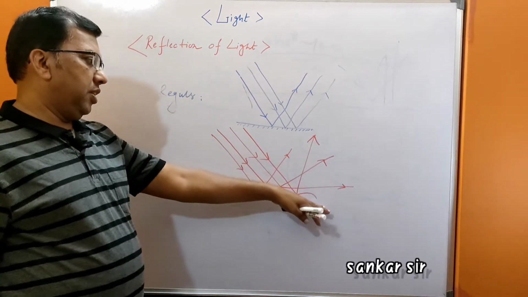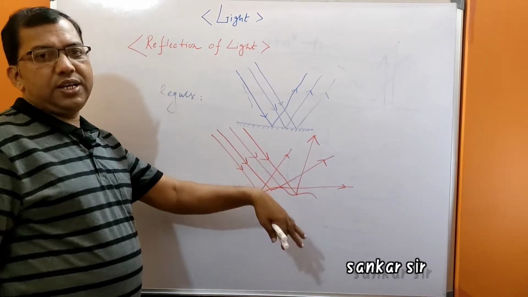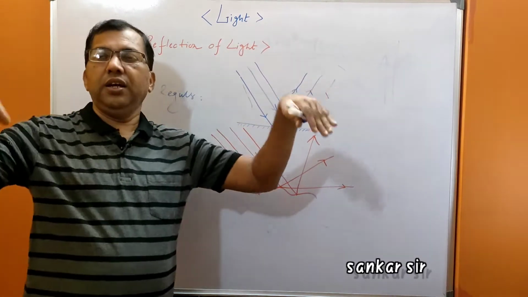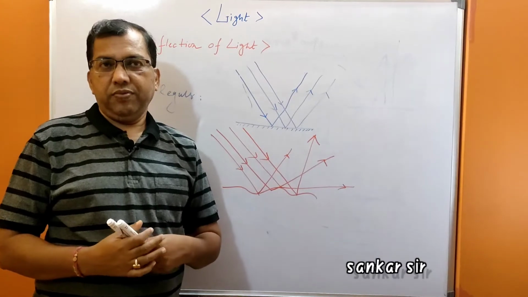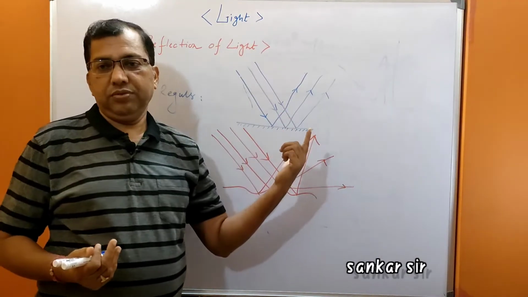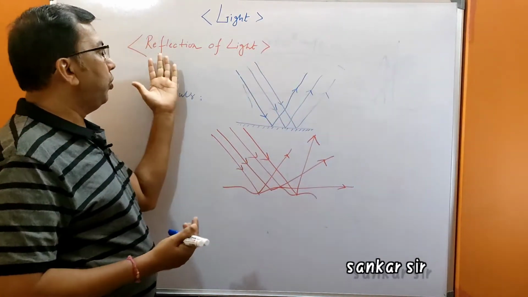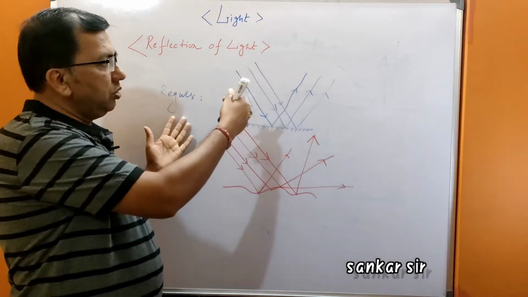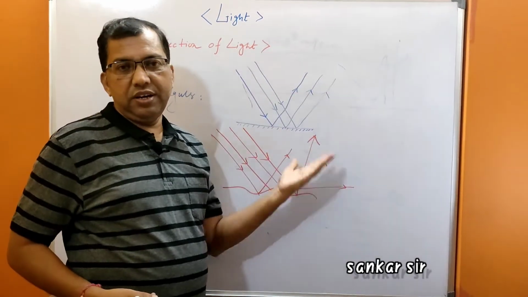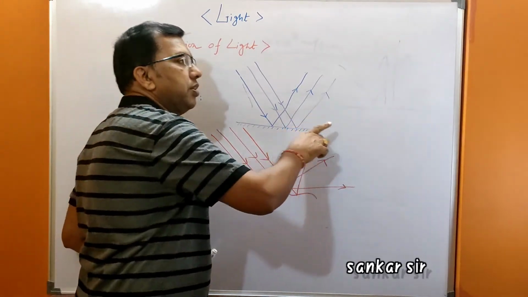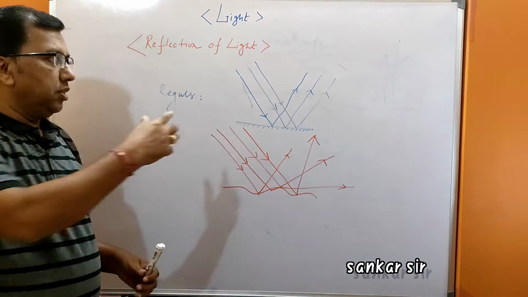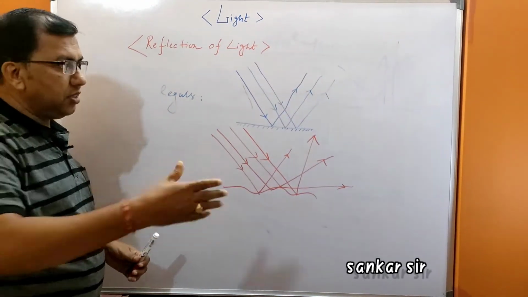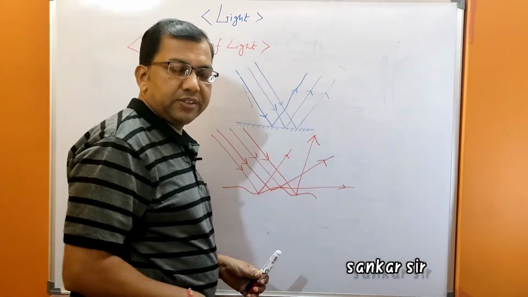And because of this irregular and diffuse reflection, we can see every object of every size. Whatever you see on the board, it is not a smooth surface. That's why all of you are seeing it clearly. From here, light returns back there. It returns back here, returns back there. Light returns in different directions.